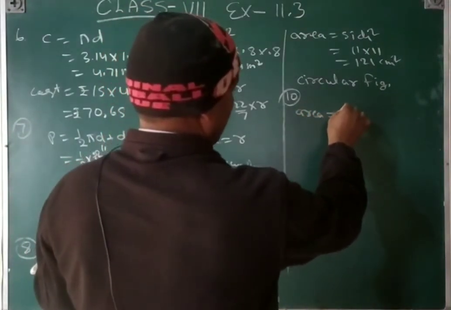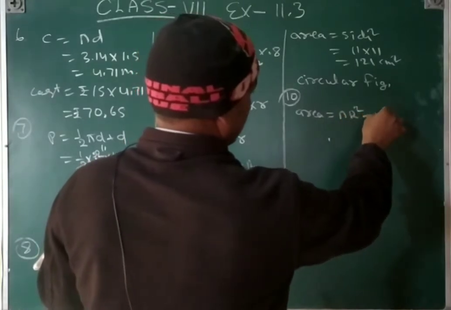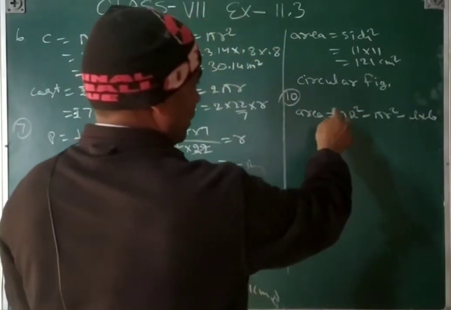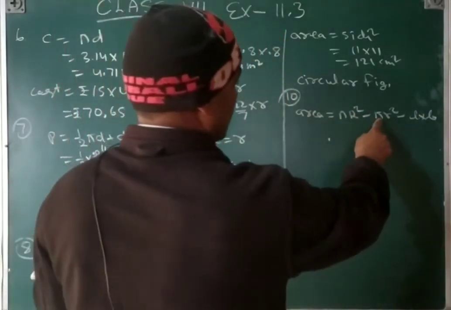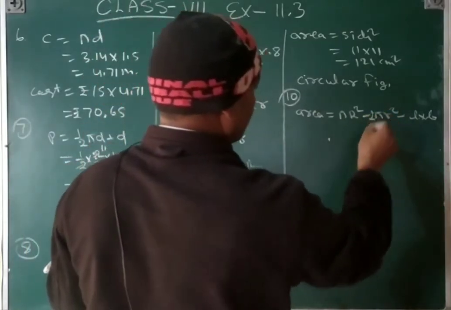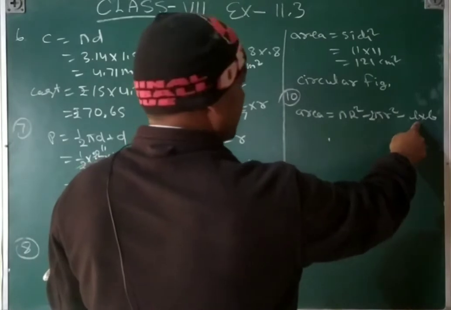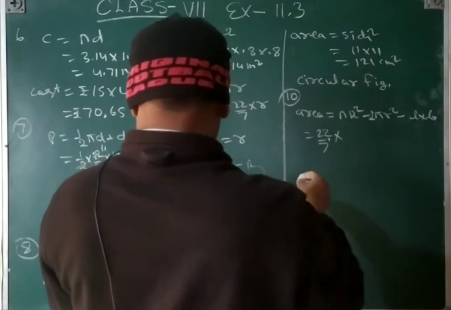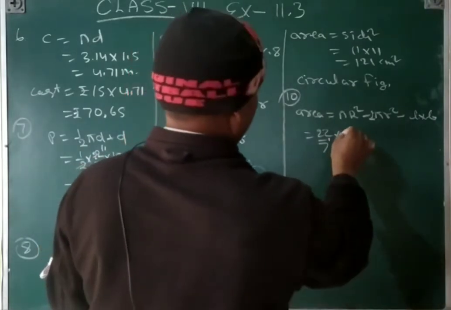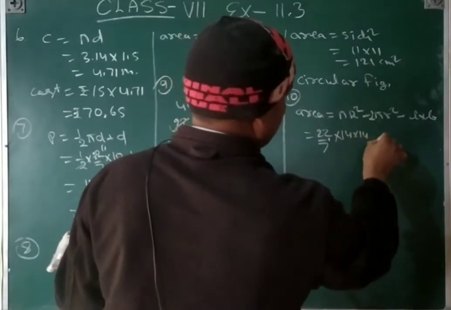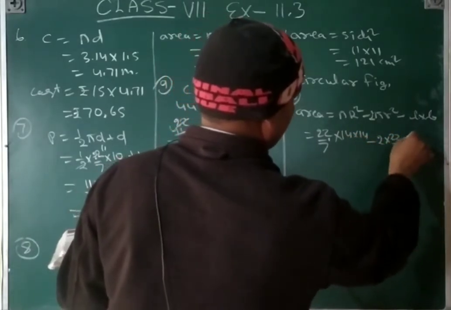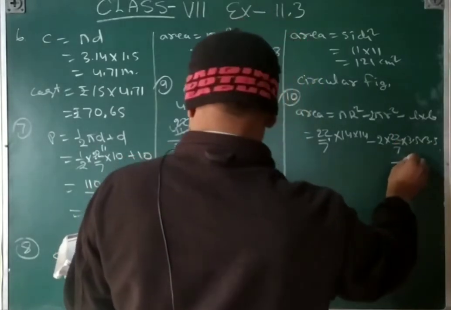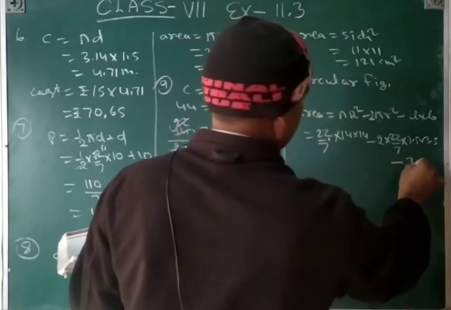is equal to pi r square minus 2 pi r square minus L into B, because this is the bigger circle and this is the smaller circle, subtracted, and 2 because two circles are there, and then this is a rectangular area. So 22 upon 7 into 14 into 14 minus 2 into 22 upon 7 into 3.5 into 3.5 minus L into B, given as 3 into 1.